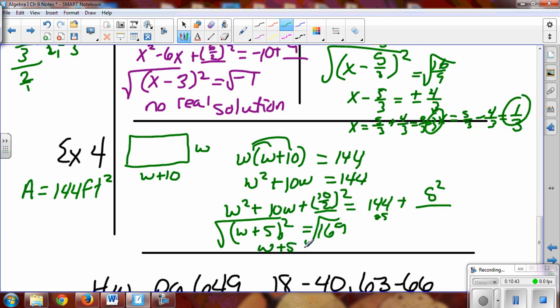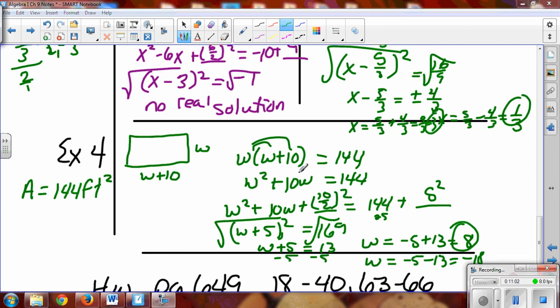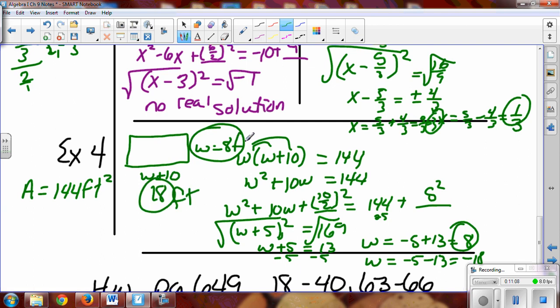Square root of both sides. You get w plus 5 is equal to 13. Subtract 5 from both sides. So you get w is equal to negative 5 plus 13, or w is equal to negative 5 minus 13. So that'll be negative 18, or 8. Only one of these is an actual length, and that's 8. So this will be a width of 8 and a length of 18 feet.